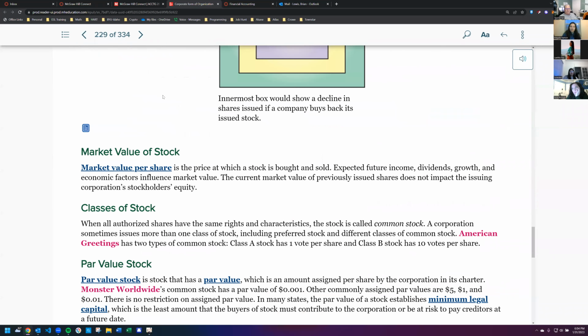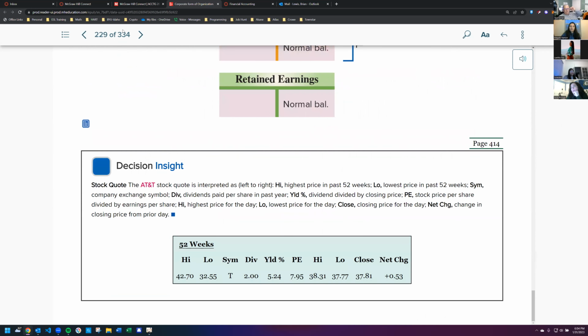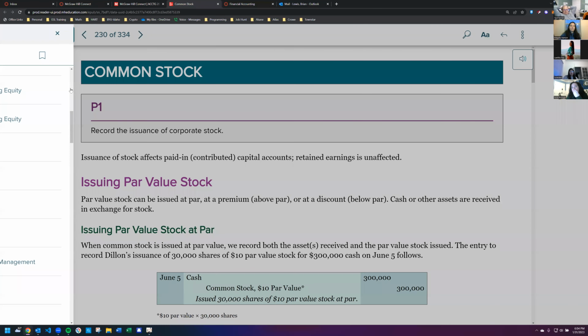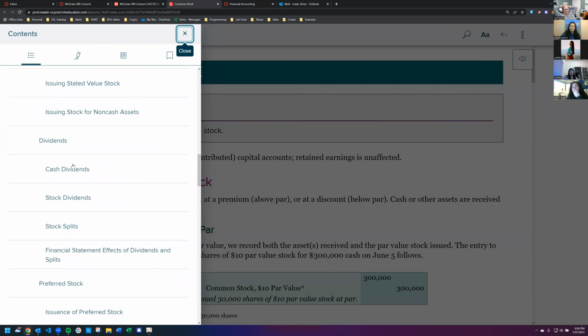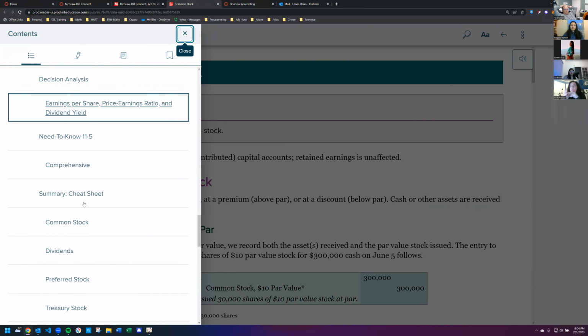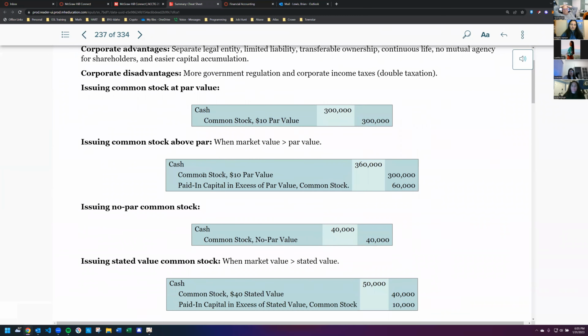Issuing stock, par value, common stock, more. Let's see. Where's the? Well, let's see if we can actually go to the quick, the cheat sheet. That might be faster. Maybe that'll give us a better view. Oh, we got a few more folks. Soledad and Nikki. Excellent. Welcome.